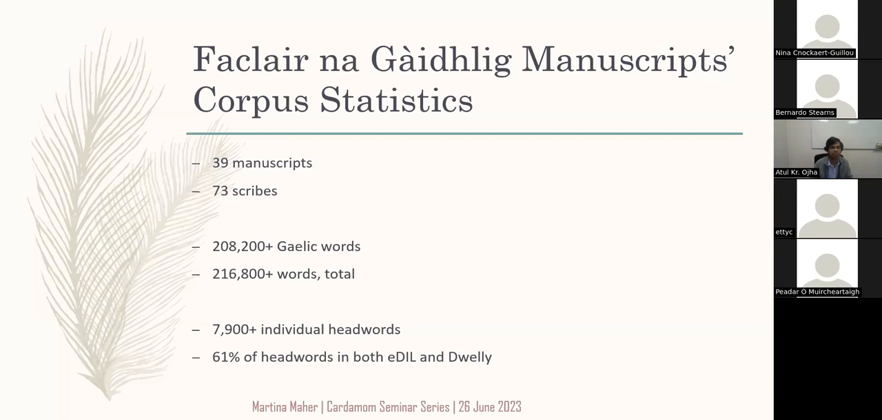I'm going to come back to this final statistic in a little more detail as we go through the talk, but just to note at this point that of these nearly 8,000 headwords, 61% are also attested both in the Dictionary of Old Irish or Early Gaelic, eDIL, and in the last authoritative Dictionary of Scottish Gaelic, which is that by Edward Dwelly.